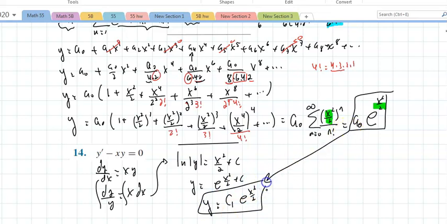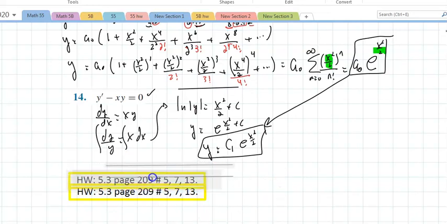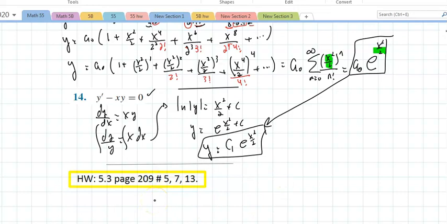Of course, it's a lot easier to solve the problem this way. This is just an introduction. And you have one of those on the homework. So 5 and 7, you're going to figure out where this is analytic, like we did. And 13 is identical to this. Make sure you spend enough time on that and get that out of the way.